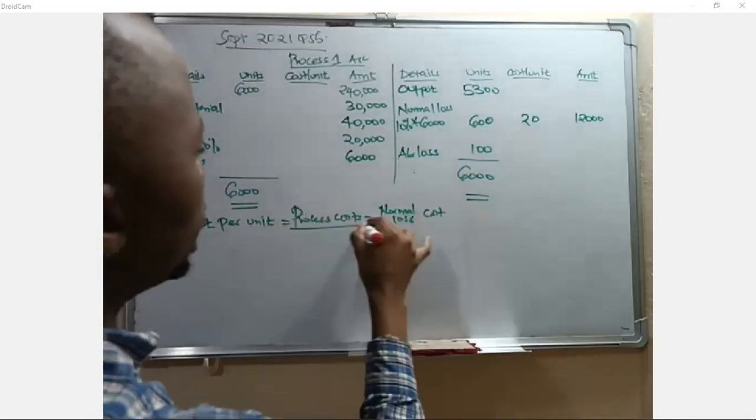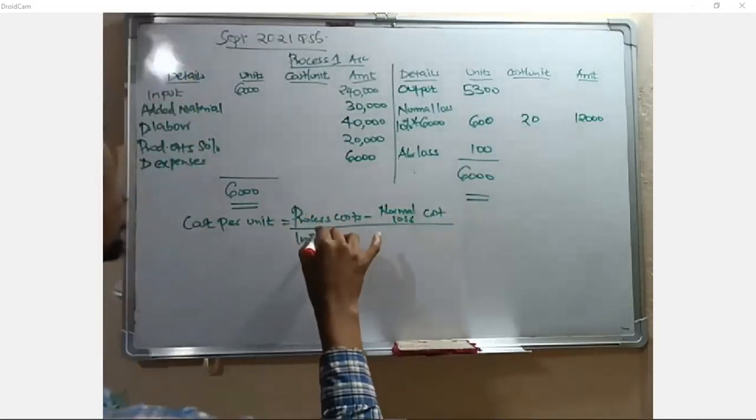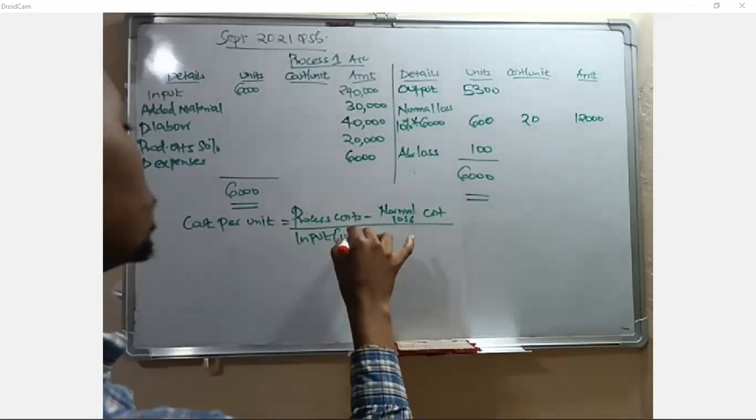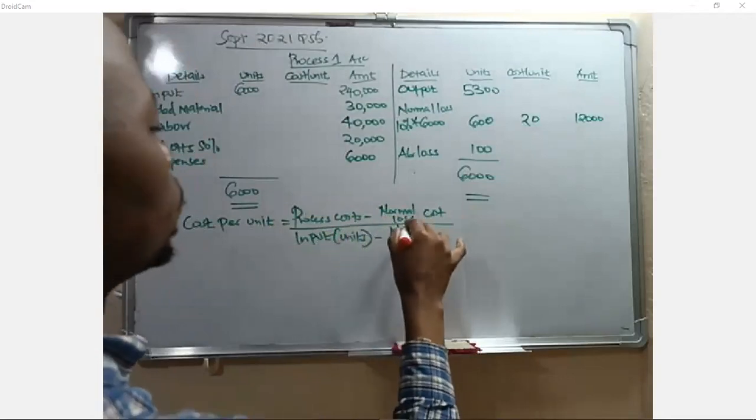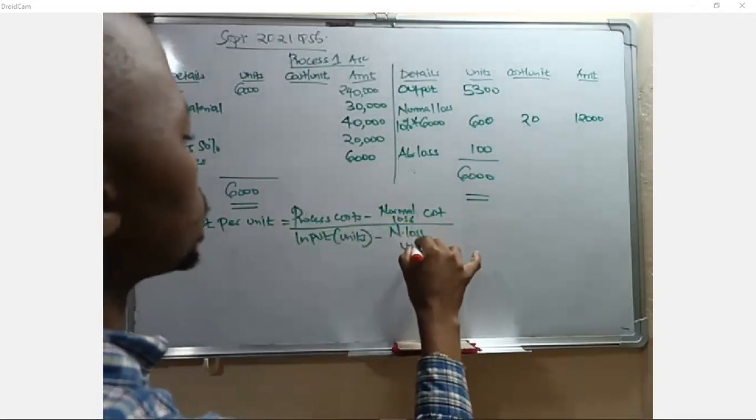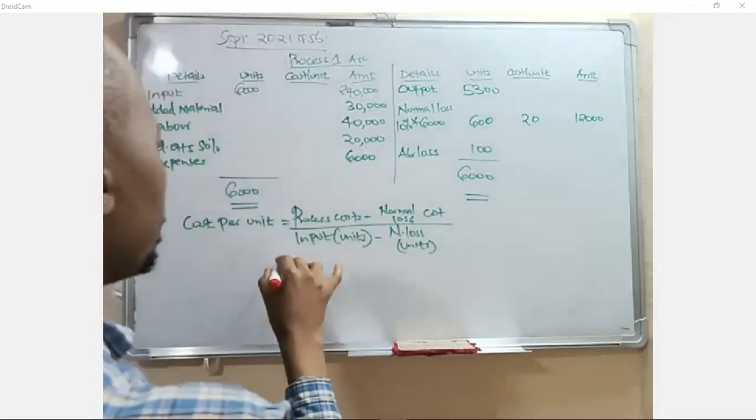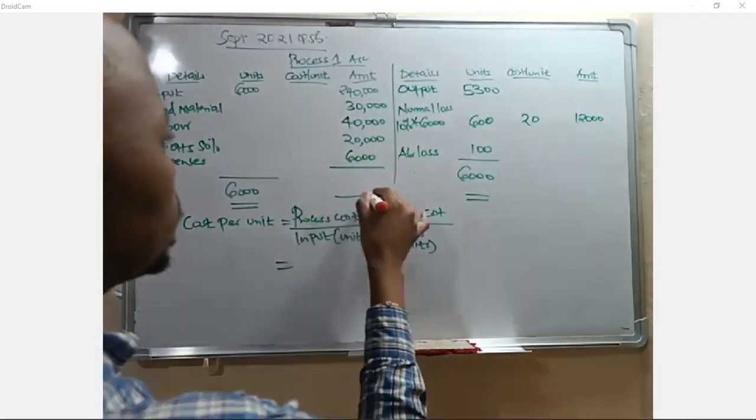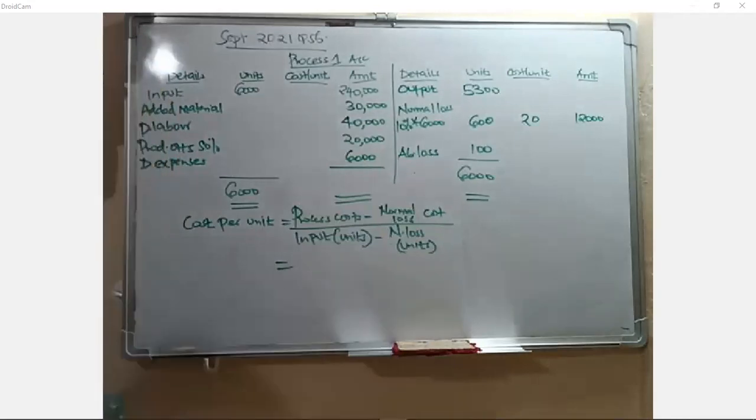We divide by input units, minus the normal loss units. Now, the process cost is just you doing this total and determining how much that total is.